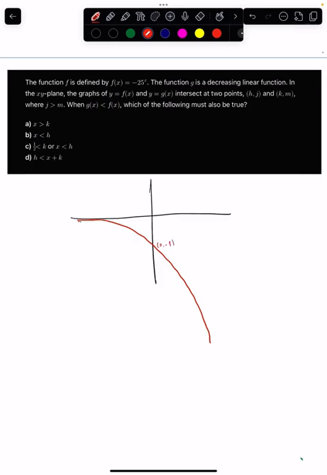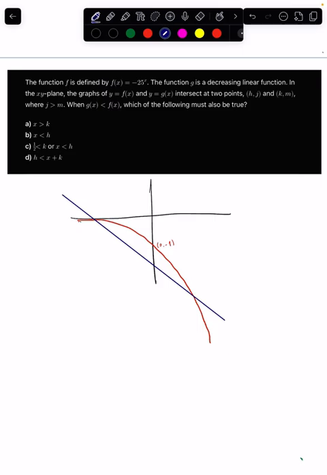Got it. So I have another function, which is g. Let me draw it now with blue. It's also decreasing in the xy plane. Are they intersecting? Yes. y equals f of x and y equals g of x intersect at 2 points. So it's roughly something like this, just a rough representation.